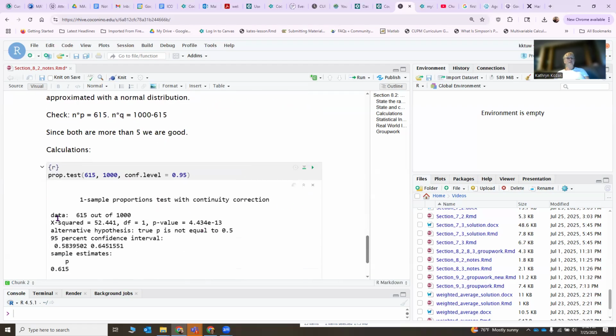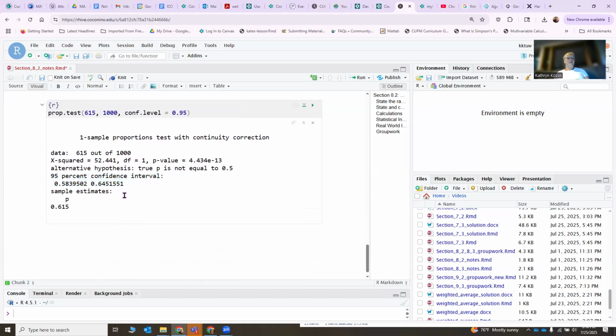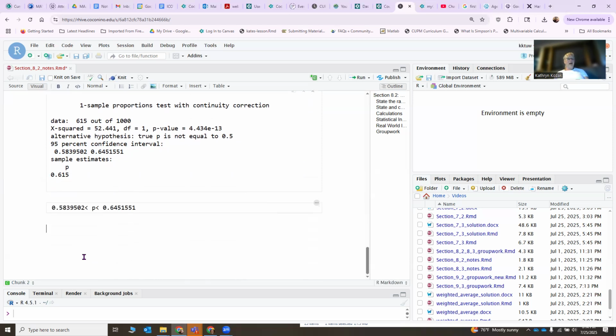So here's our answer. Looking at this, this tells us how many we put in. We knew that. We don't need this information because we're not doing hypothesis tests. We need this 95% confidence interval, and there it is. So we're saying that P is between these two values. That's sample proportion. So now we can get to our statistical interpretation.